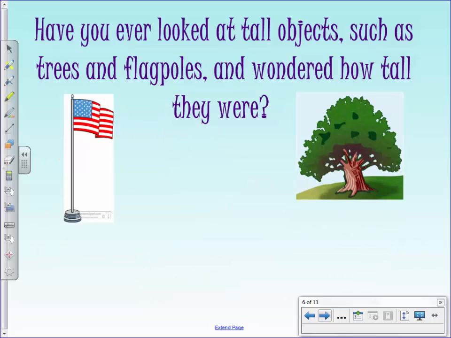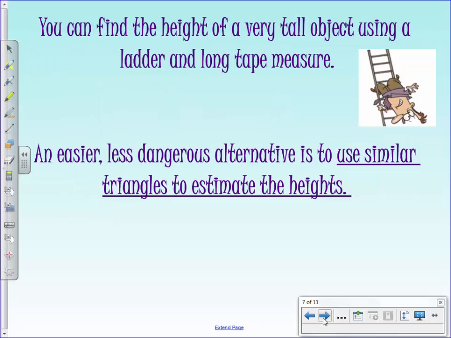Have you ever looked at tall objects such as trees and flagpoles and wondered how tall they were? Well, you can find the height of a very tall object using a ladder and a long tape measure. But an easier, less dangerous alternative is to use similar triangles to estimate the heights.